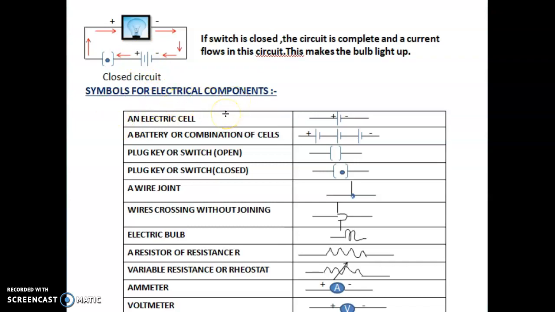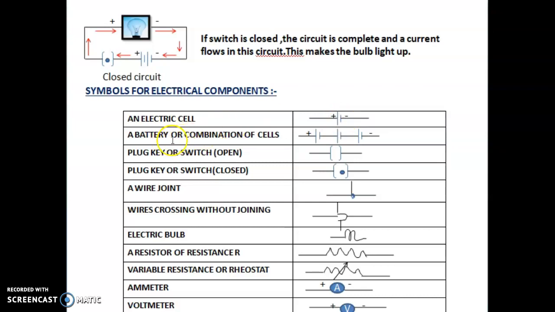So you have to remember this. It will be useful for the diagram of an electric circuit. So first one is an electric cell. This is the symbol for an electric cell. The first one is the positive charge and the second one is the negative charge.